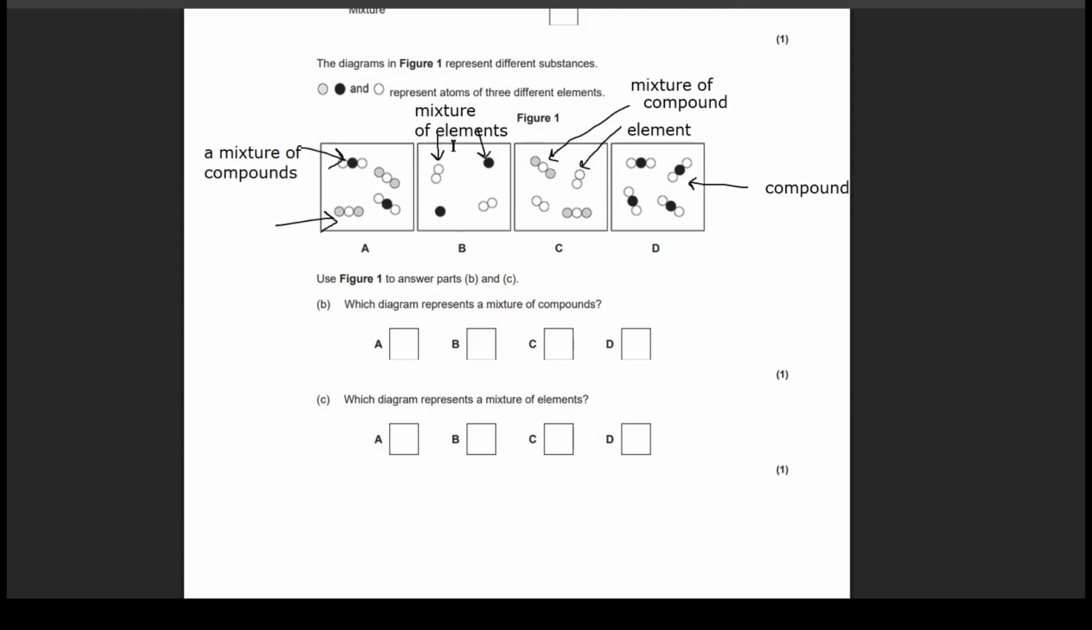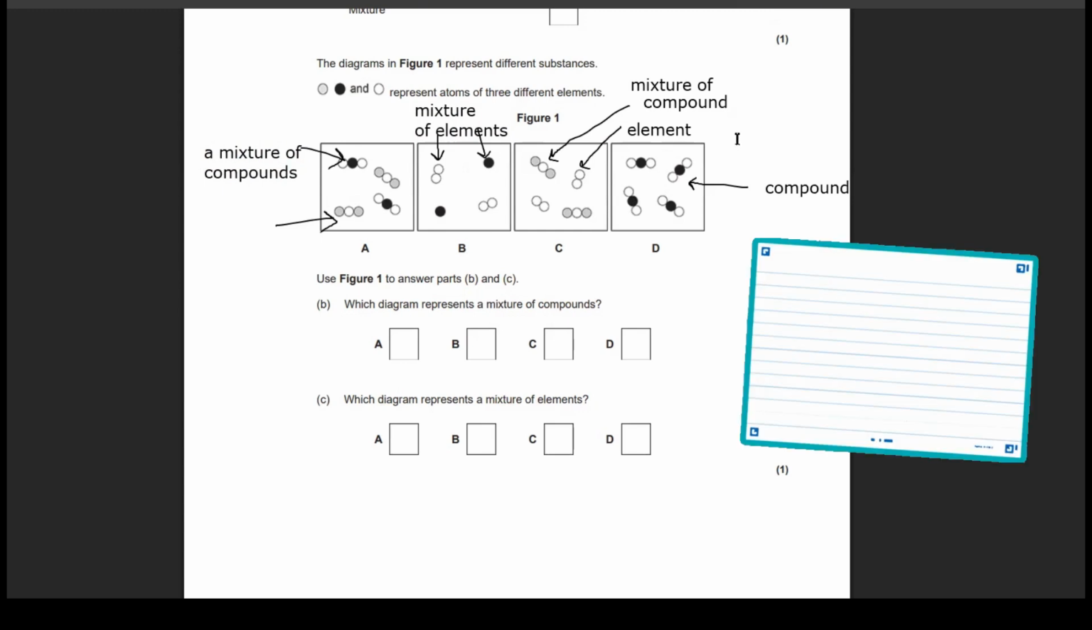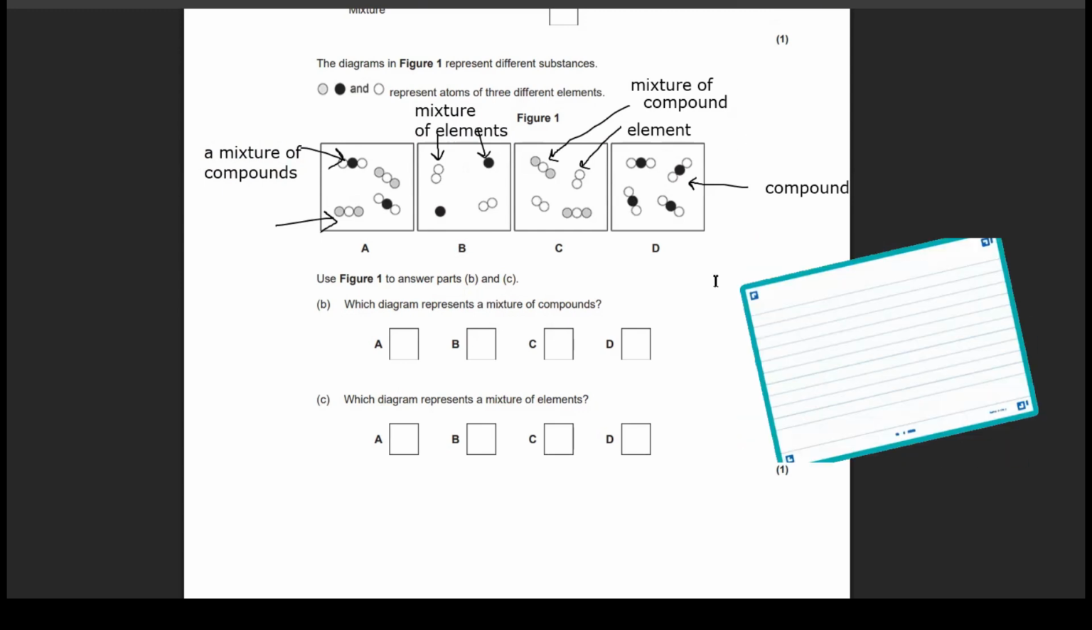And again, what you could do is copy this exact diagram down on the front of a revision card and put the questions, which ones you could actually say A, B, C, D, and you could say which one is a mixture of compounds, which is a mixture of elements, which is a mixture of compounds and elements, and which one is compounds only. And then on the back, you could write the answers. That would be a fantastic revision card to help you.